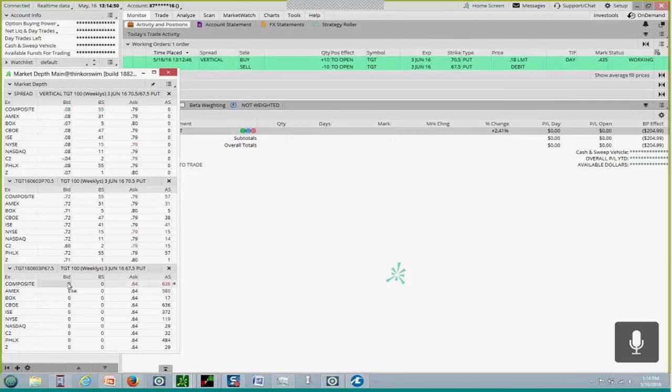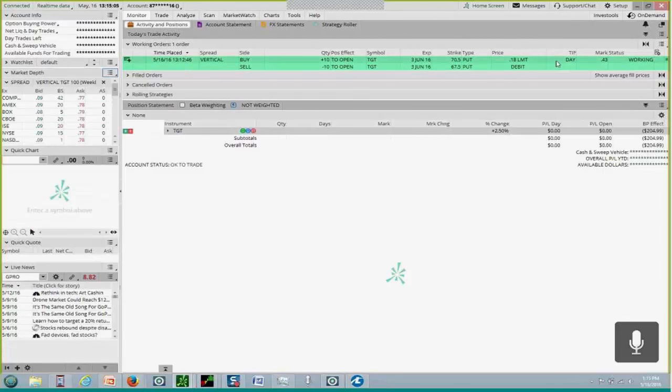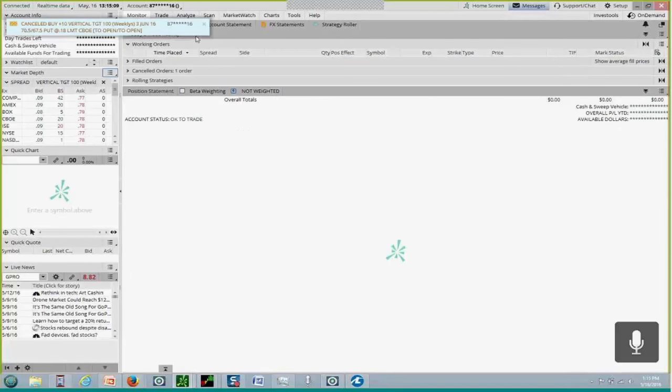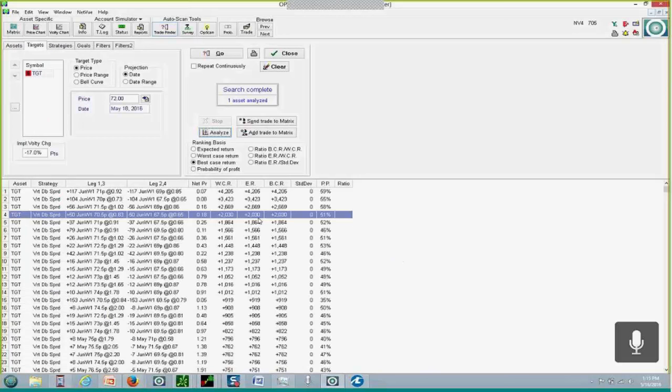Notice there's no bids over on the 67.50 puts, and that's what's putting pressure on this not to fill. Now, one of the other things that I can always do, if I was really fighting for this, I could adjust my trade. In the meantime, what I'm going to do is I'll just cancel the order, and that's that. If I go back over to OptionVue, that was this 2000.